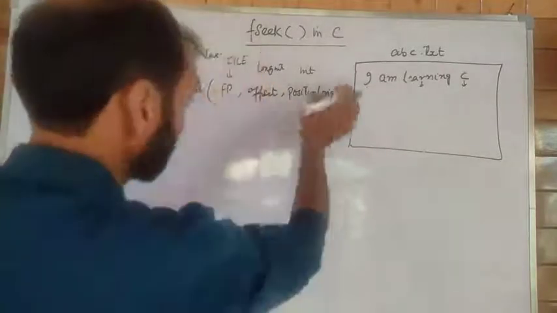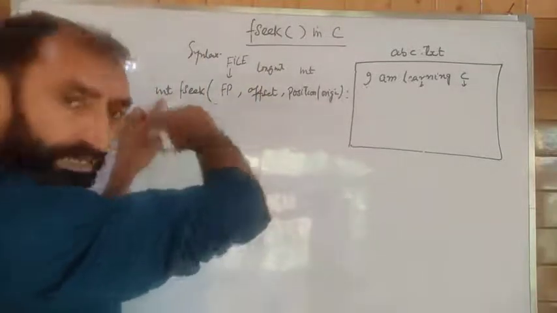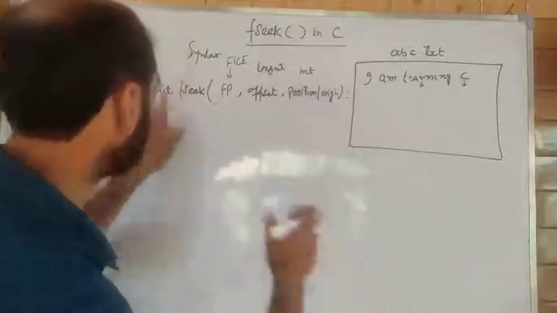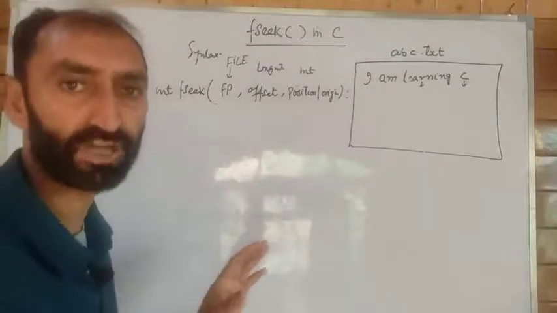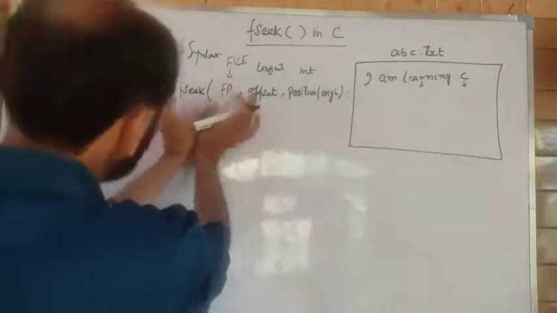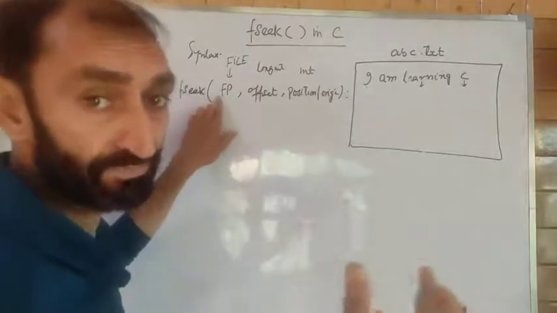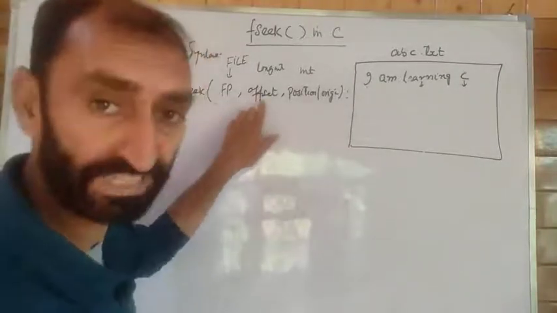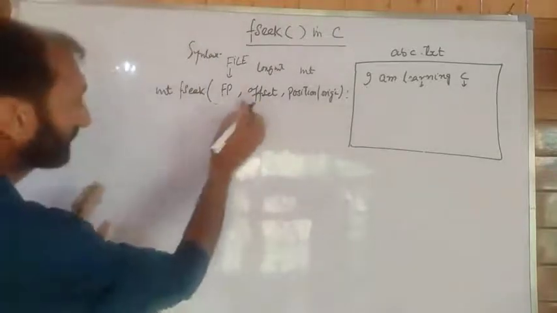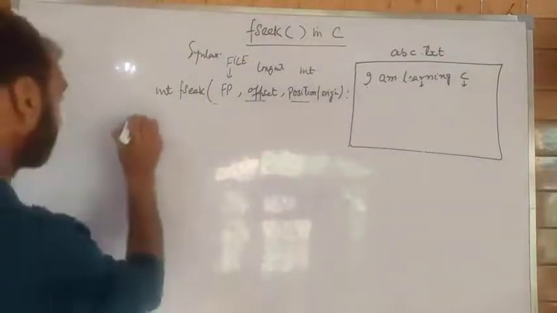This is the declaration of this function. This function returns an integer: 0 if it becomes successful, and non-zero in case it fails to move the cursor. So it can take three arguments. First, the file pointer, because we can access the files by using pointers, second is the offset, and third is the position. Now the question is, what are offset and position? What do these two mean here? Offset first.